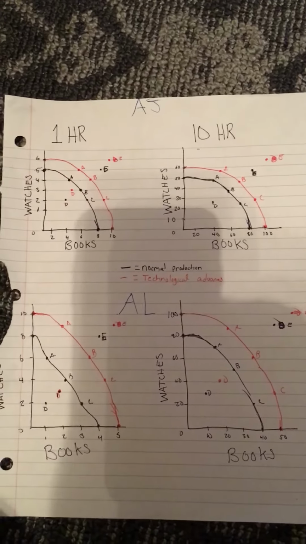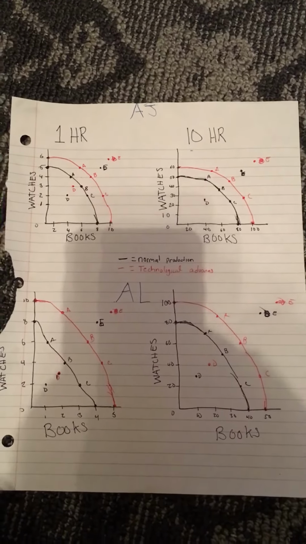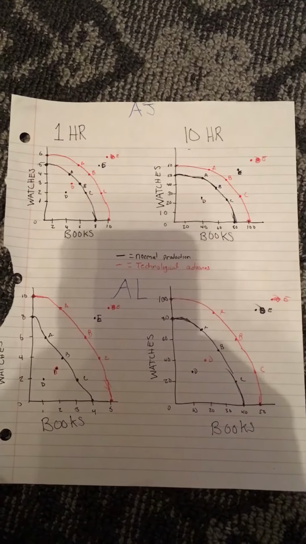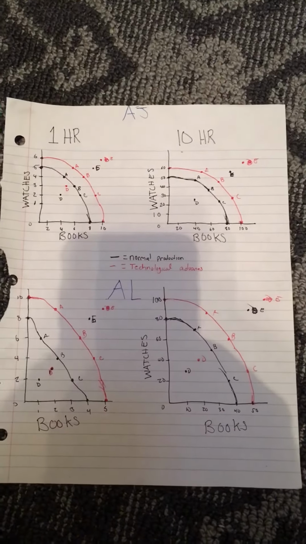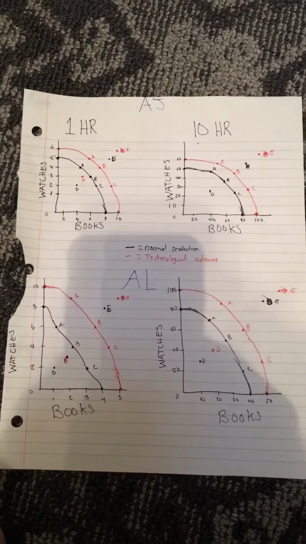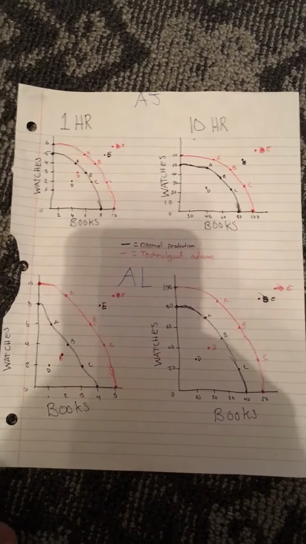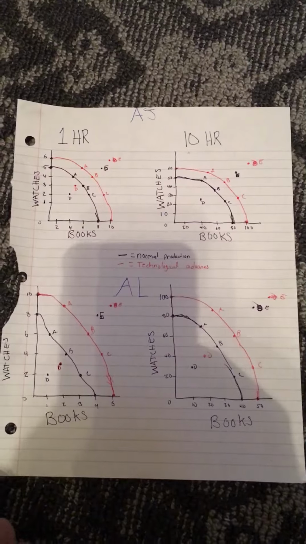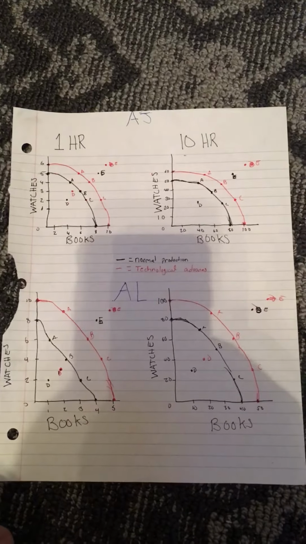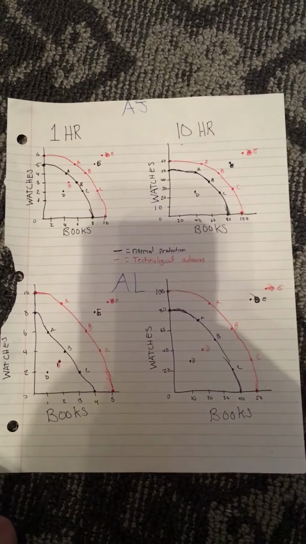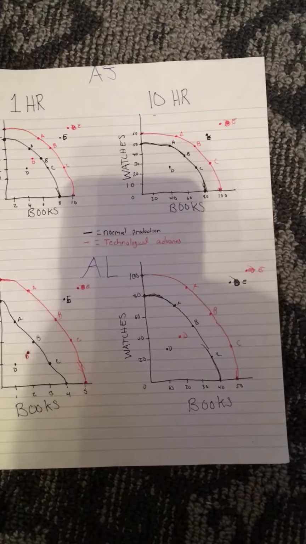So on the other hand, we have Al. Al also produces books and watches, but he kind of more specializes in watches. He can produce 8 watches in an hour and 4 books. But that's only 3 more watches than AJ, and only half the amount of books. So AJ is a little bit more productive. But then again, we have our point A and C, which are feasible, point B efficient, point D inefficient, and point E infeasible.